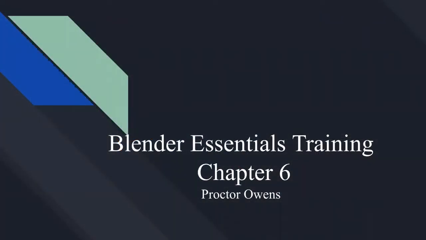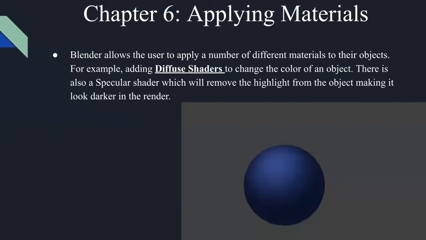And now I'll be doing Blender Essentials Training, Chapter 6. Chapter 6 is all about applying materials, and Blender allows the user to apply a number of different materials to their objects. For example, adding diffuse shaders allows the user to change the color of an object. There's also a specular shader, which will remove the highlight from the object, making it look a lot darker in the render.